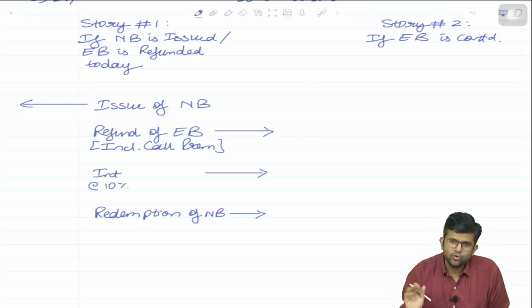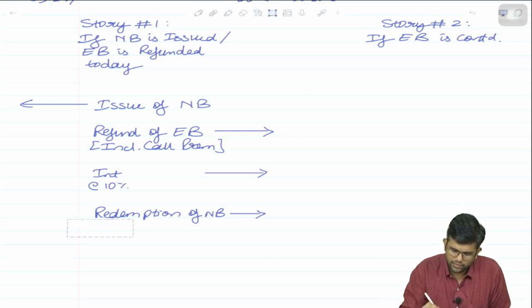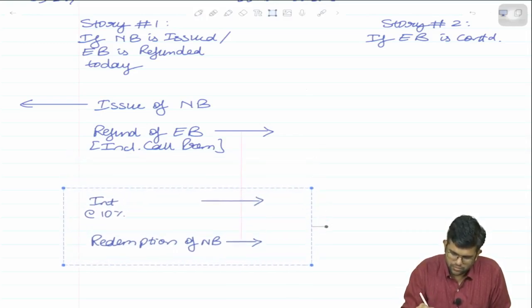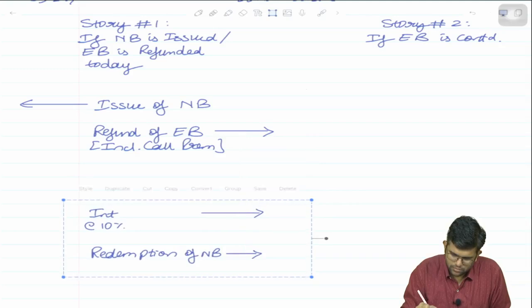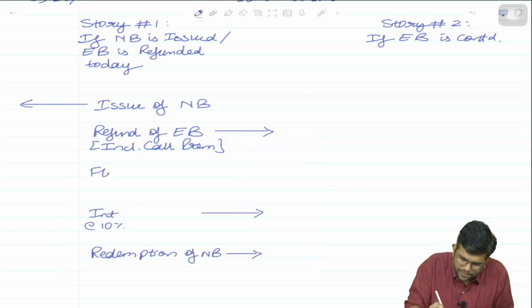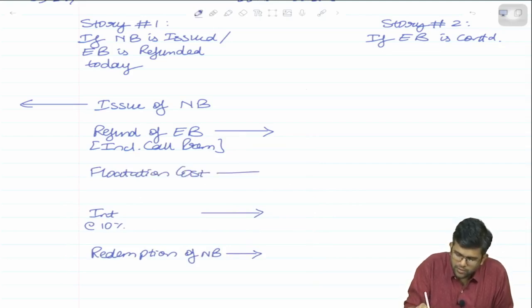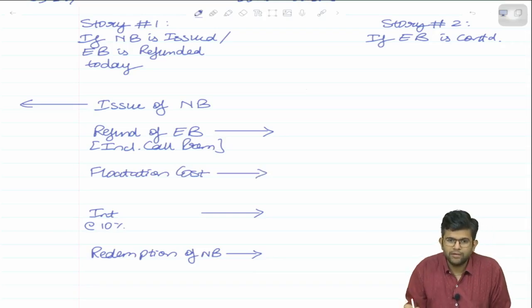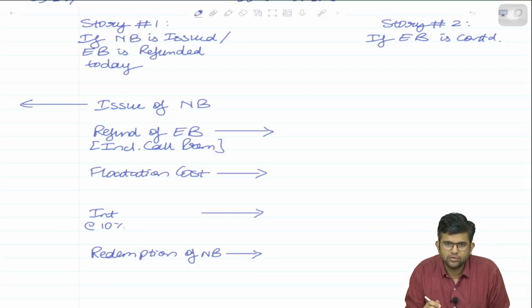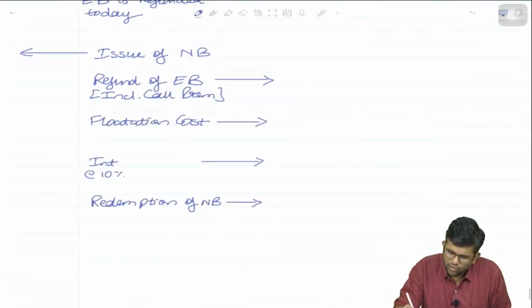If story 2 is continued, I'm sorry, one more thing I forgot here. There is going to be a flotation cost. Wow, very good. You remember flotation cost. New bond, if I am issuing, then I have to incur issue cost. Correct? Everyone done? Great. Now, story number 2. In story number 2, nothing is there. Only interest I have to pay at the rate 12%.